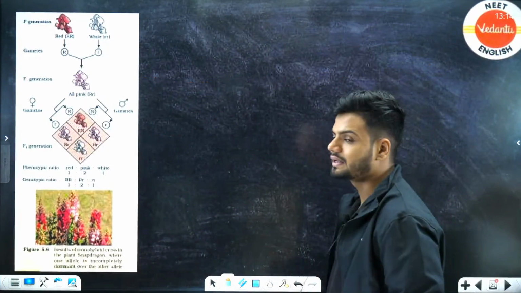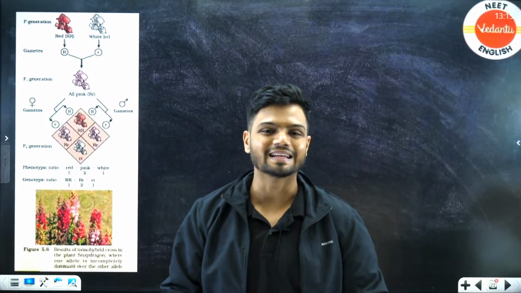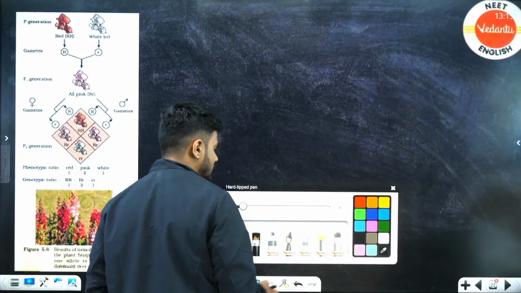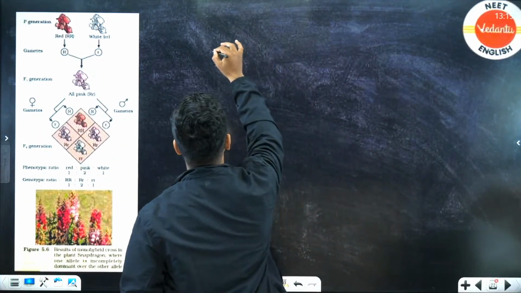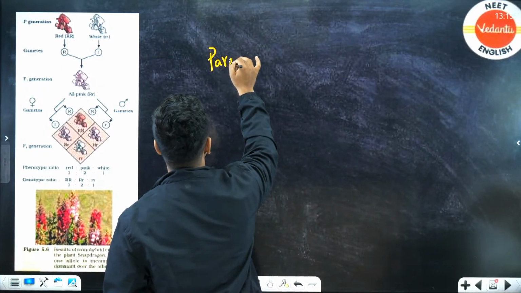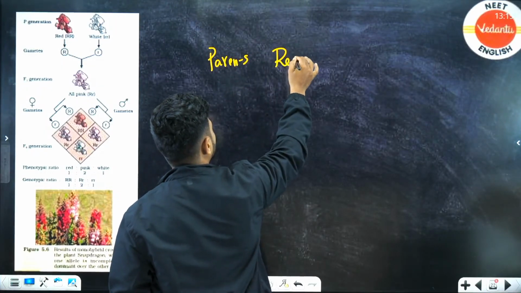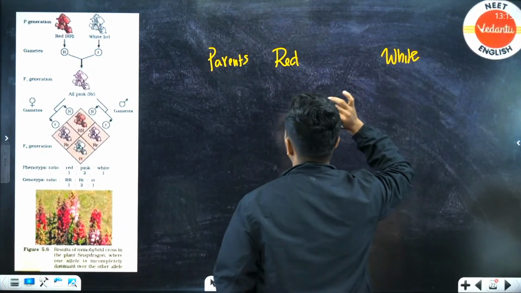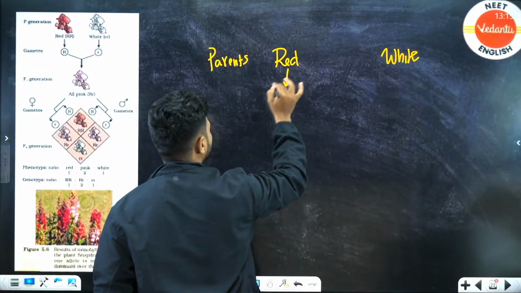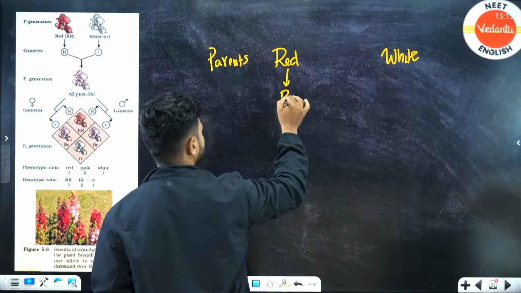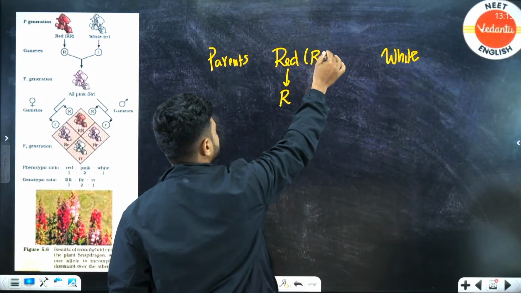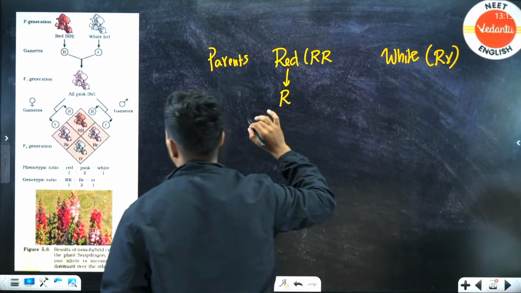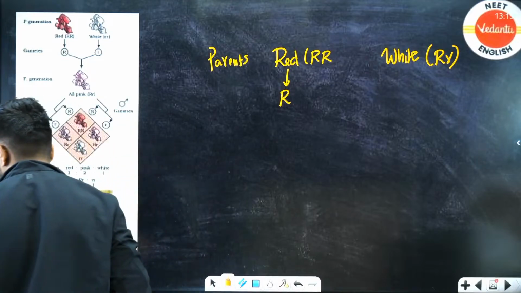So what exactly happens in incomplete dominance, students? Very simple. First of all, let's write the parents here. One is a red flower, one is a white flower. What are the gametes here? This is capital R, and this is small r. Yes, capital R, small r.